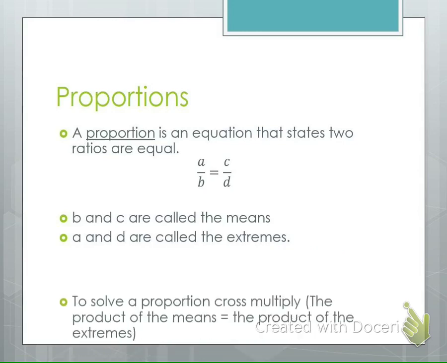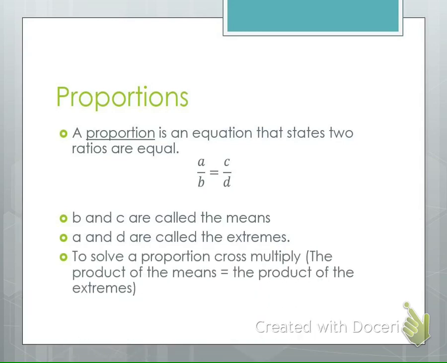Okay, continuing on. To solve a proportion, cross multiply. What that means is the product of the means is equal to the product of the extremes. Again, the means are B and C. So B times C is equal to the product, again, multiply the extremes, A times D. This should be familiar to you from Algebra 1, solving a proportion.